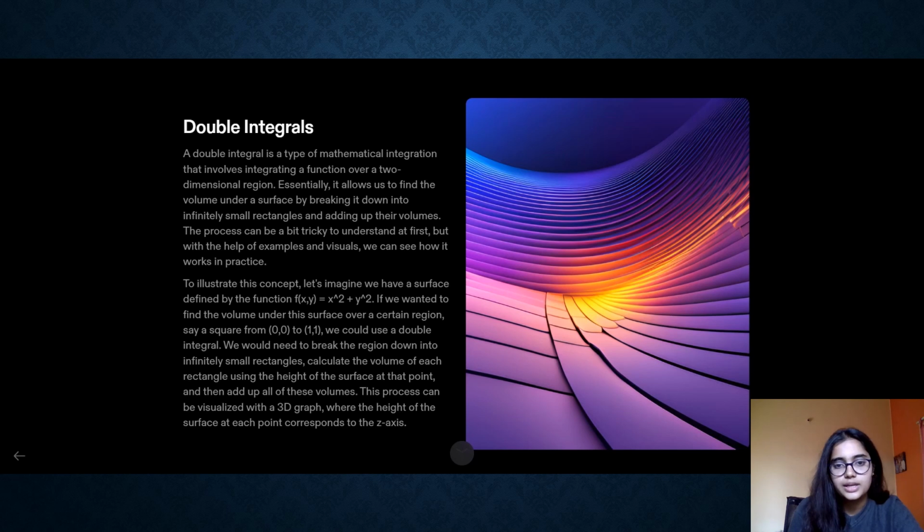We would need to break the region down into infinitely small rectangles, calculate the volume of each rectangle using the height of the surface at that point, and then add up all these volumes. This process can be visualized with 3D graphs, and the height of the surface at each point corresponds to the z-axis.